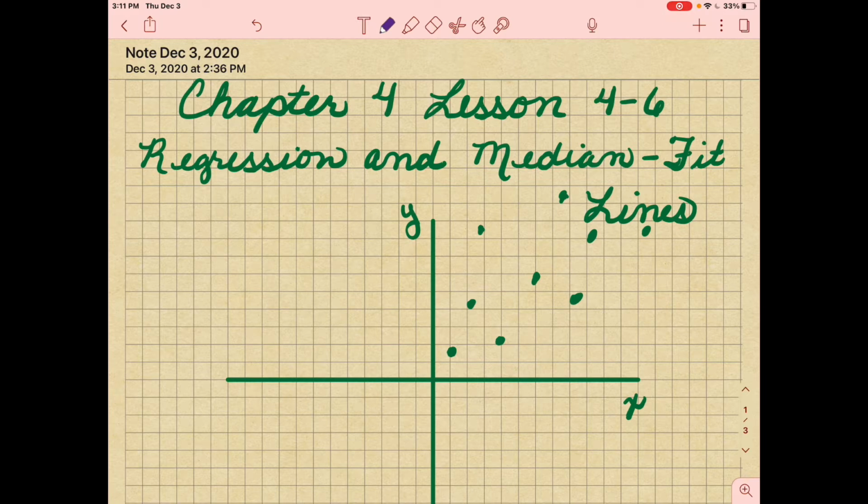If you have a TI-83 or a TI-84, your calculator will do this for you, and at some point I can show you how to do that. But we're just going to use an online calculator, which is also acceptable.